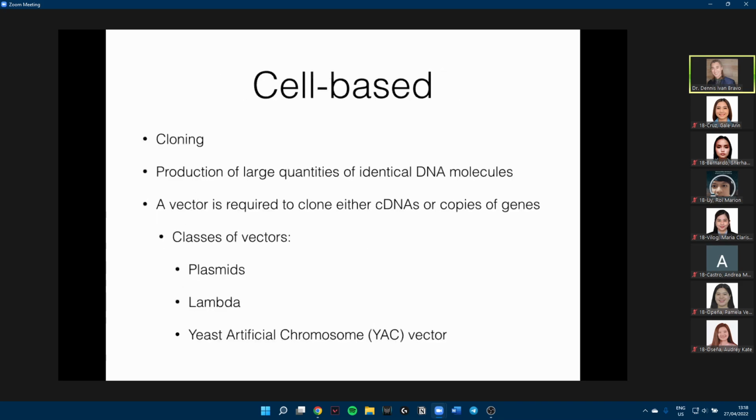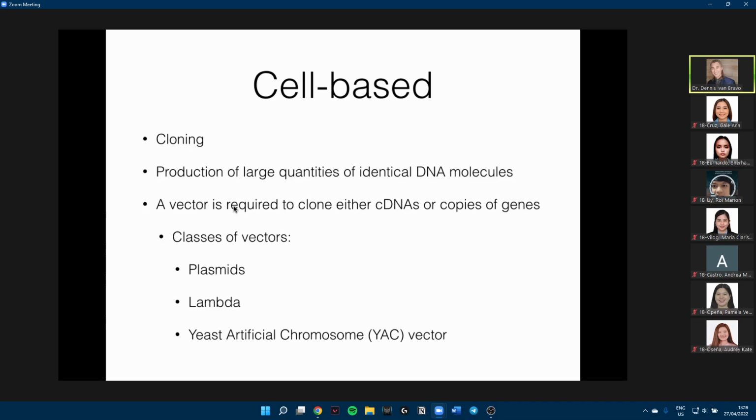Cell-based propagation of DNA can also be referred to as cloning. So cloning, in its simple definition, is really just the production of large quantities of identical DNA molecules. But cloning can come at different levels. The most basic is simply the reproduction of identical DNA. And the more advanced form of cloning is the cloning of an entire organism, like Dolly. Since this is just an introduction, we'll just stick to the most basic of all cloning, which is the production of large quantities of identical DNA molecules.